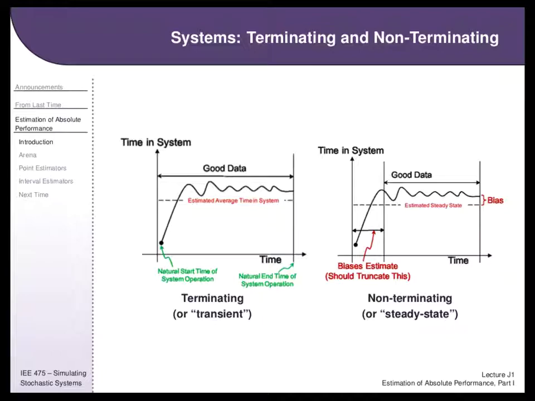All right, so let's bring it back. Who has an example of a terminating system that you might model with a transient simulation? The effect of marketing on the number of sales per product? So sales per product, okay, yeah, I like that.